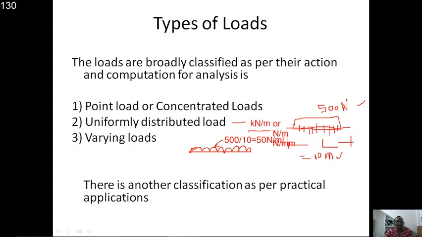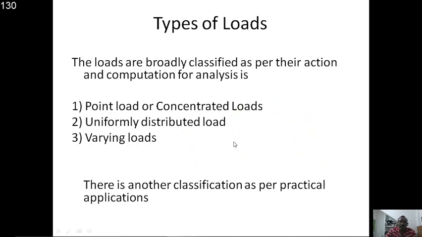So again I am writing the same thing here, just to help you understand. What is the UDL now? 50 newton per meter. So UDL can be represented like this. How is the point load represented? A point load is just a concentrated load, that is 500 newtons only. So a concentrated load is represented simply in newtons or kilonewtons, right? It can be newton or kilonewton, whereas the UDL can be newton per meter.